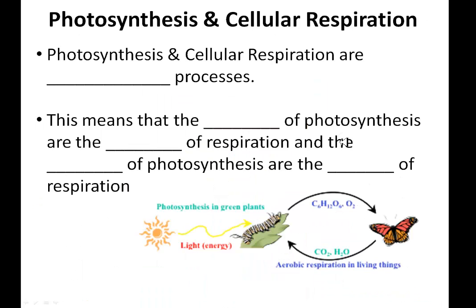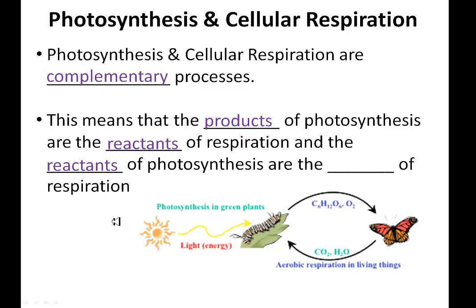Little bit of review, 3 slides here, where kids turned in vocabulary over the last couple days, and all 4 classes asked me about this one. Photosynthesis and cellular respiration are what are called complementary processes. And what that basically means is that the products of photosynthesis end up being the reactants of cellular respiration, and the reactants of photosynthesis are the products of cellular respiration.